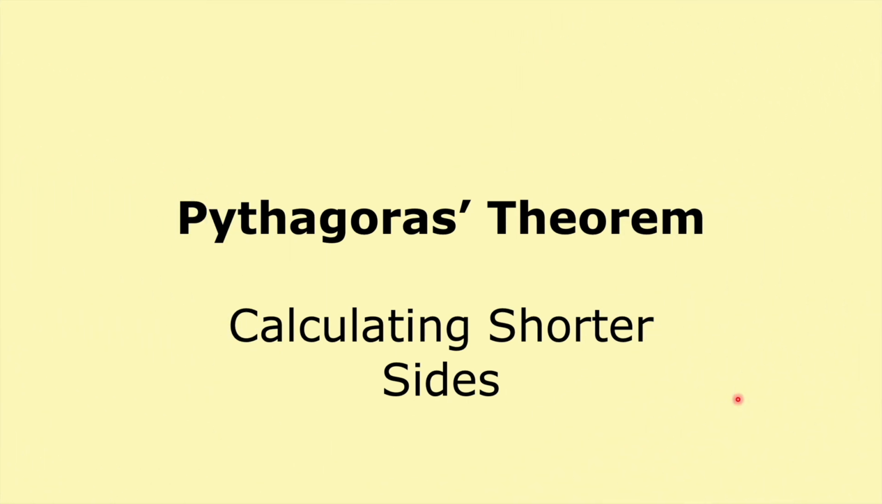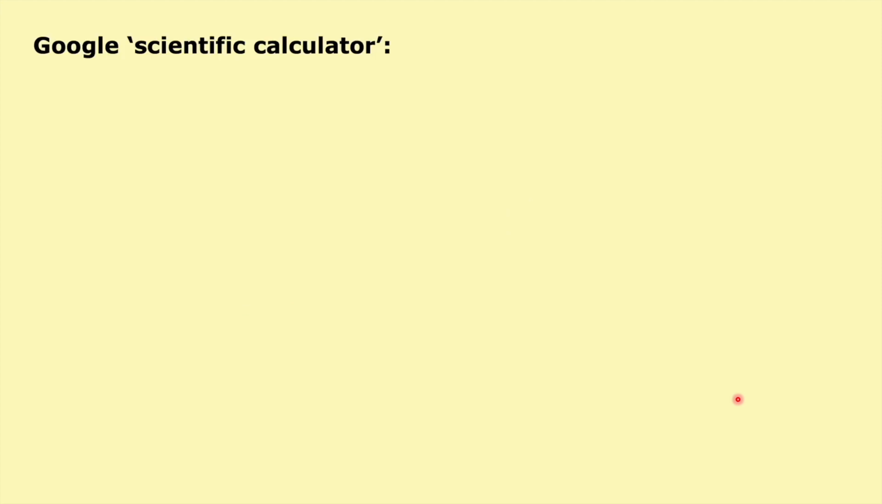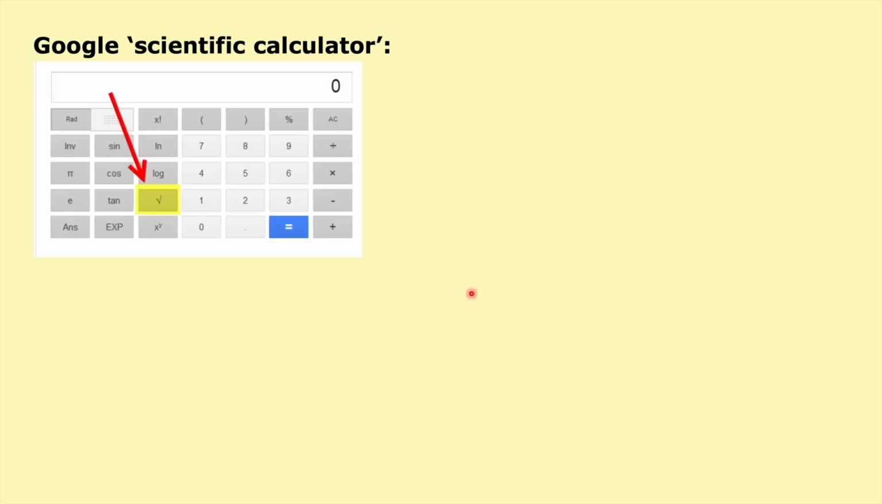So we're going to continue using Pythagoras' theorem today, and today we're going to be looking at examples of calculating the shorter side of right angle triangles. Previously I mentioned you will need a scientific calculator to do this, but just a reminder, if you don't have one, you can Google scientific calculator and you will need the square root button.